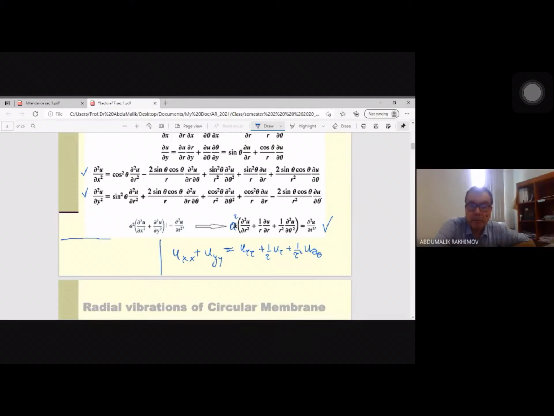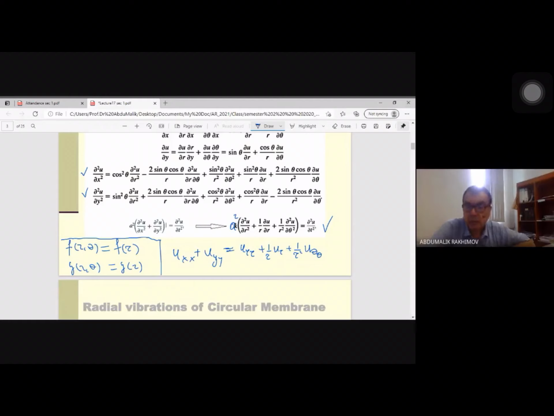Radial vibrations: if your initial functions f(r, theta) and g(r, theta) are independent of theta, like the example we have seen, then the motion or vibration will be radial. So radial vibration means u will be independent from theta.